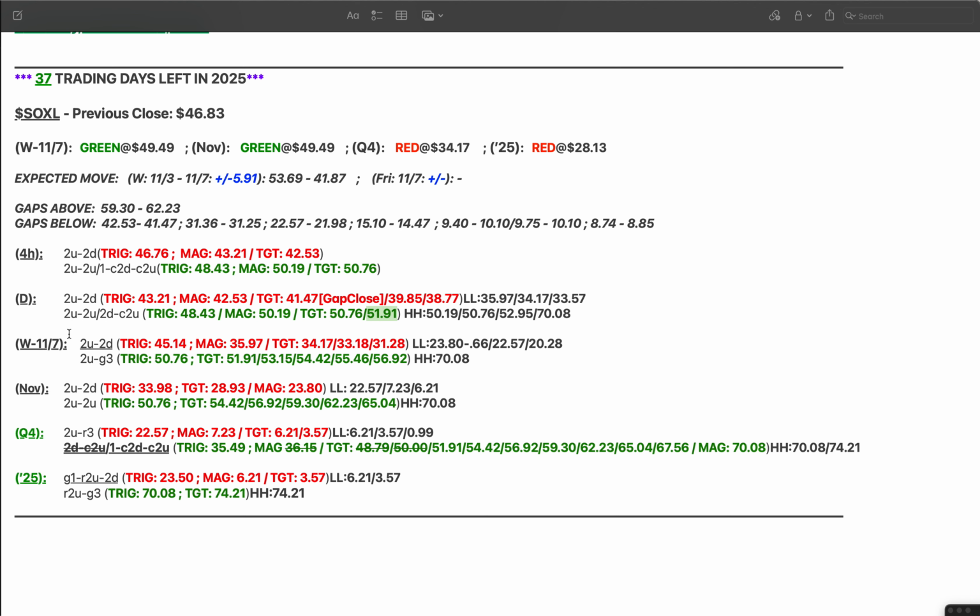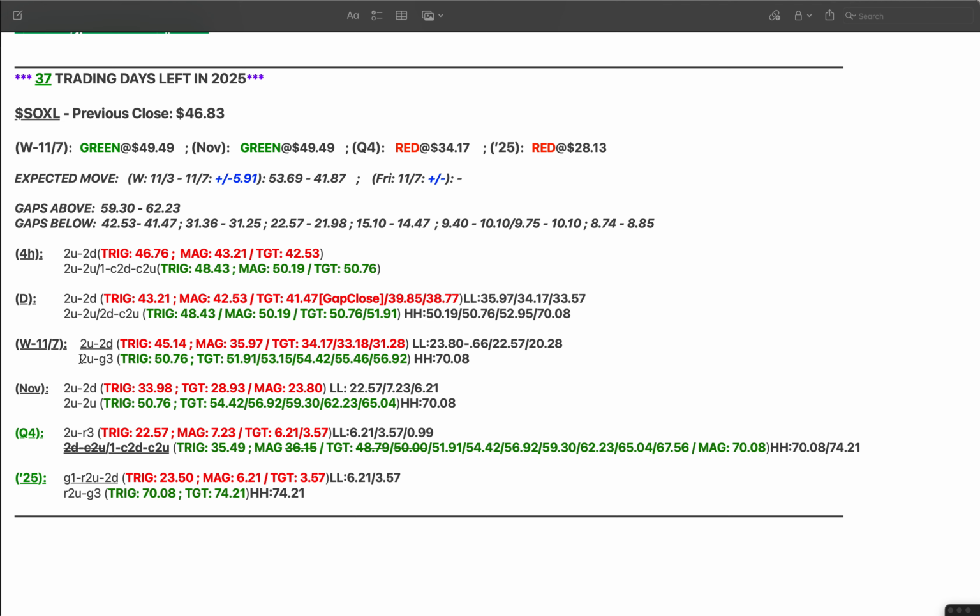Just getting back to the hard numbers, we won't go back to the charts here. We've gone over the charts enough, so we'll just look at the numbers. We have triggered the 2 up, 2 down. This is no longer in bold because we're no longer in force. We'd have to be below 45.14 for it to be in force, but we do want to leave this underlined to signify that it has triggered. We did not reach the magnitude or any of the extended targets, so just keep in mind that we have triggered it. If it goes back below 45.14, then we're looking for a magnitude of 35.97.